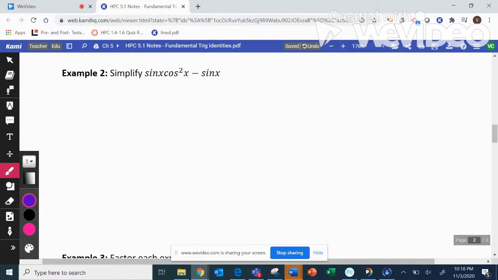Example 2, simplify sine x cosine squared x minus sine x. So to simplify, we're going to do as much as we can to condense it down, try to get rid of subtraction, combining like terms if there's anything. What I notice here is that both terms are separated by a minus sign, and both terms have a sine x. So I'm going to try factoring out that greatest common factor. When I factor it out, I have sine x multiplied by cosine squared x minus 1.